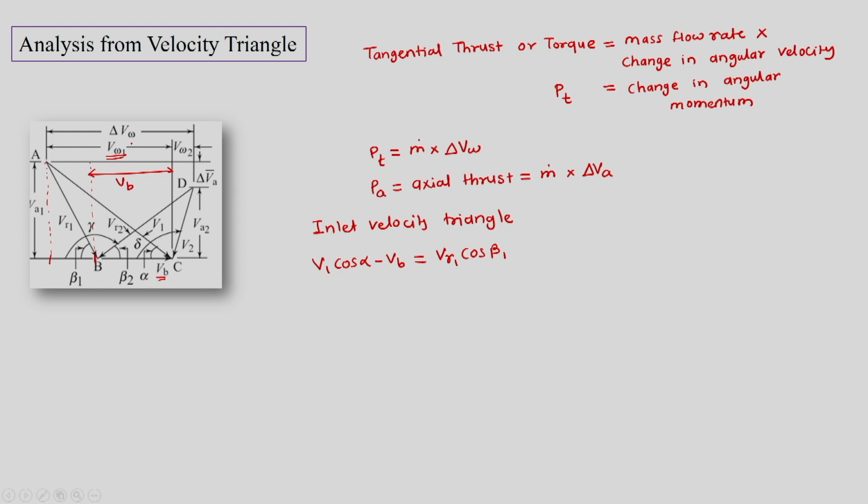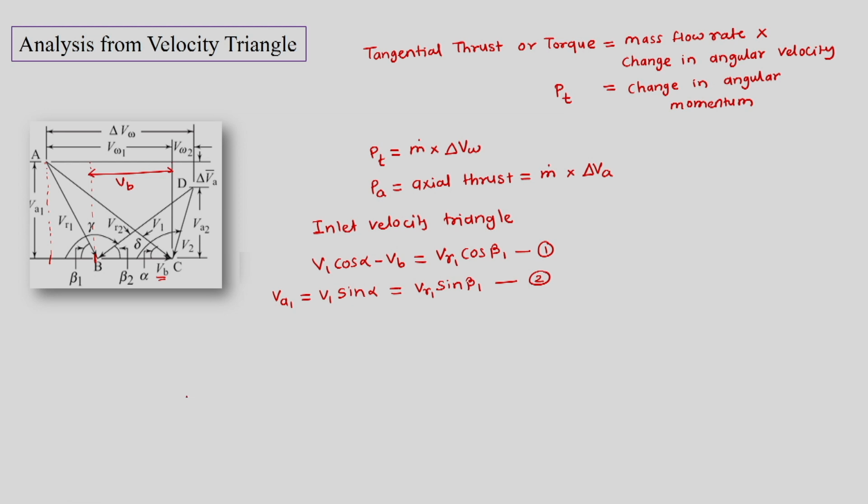This is Vb and this is Vw1. So, Vw1 is equal to V1 cos alpha. Vw1 minus Vb is this part, and this part is Vr1 cos beta 1. Similarly, Va1 can be written as V1 sin alpha, but that is also equal to Vr1 sin beta 1. We will consider these as equation number 1 and equation number 2.